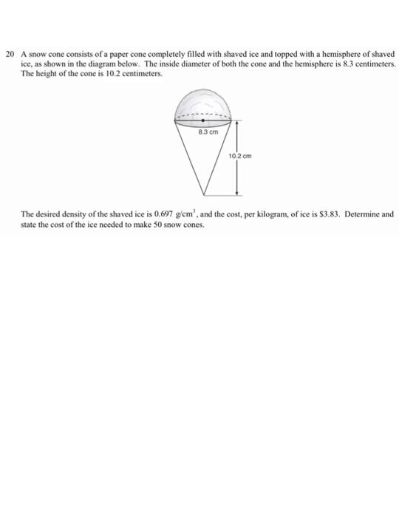Okay, so here, I'm going to highlight the important information. We have a snow cone. It is filled with shaved ice and topped with a hemisphere of shaved ice. Okay, so you have, it's filled, that's a cone. And then you have a hemisphere on top of it. The inside diameter of both is 8.3, so that's your diameter. The height is 10.2.